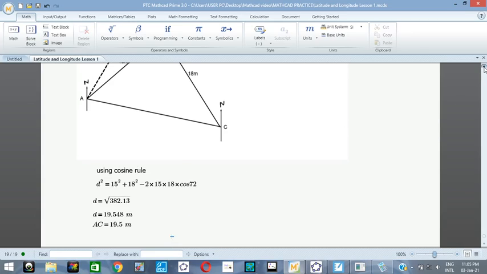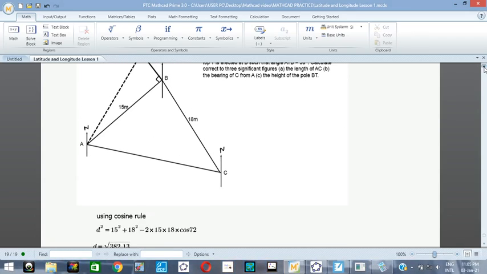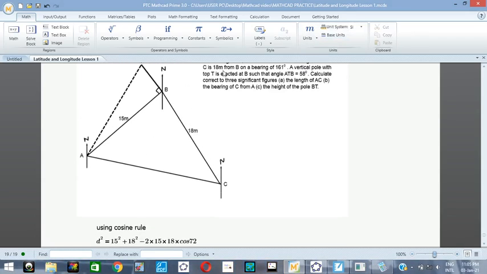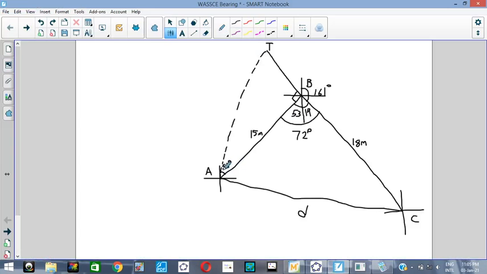Let's see the next thing they ask us to do. The next thing they ask us to calculate in the question is the bearing of C from A. So when you come from A, if I go to my sketch, from A you turn down to this line before going straight to C. So what is the bearing? If I can get this angle, the bearing will be easy.